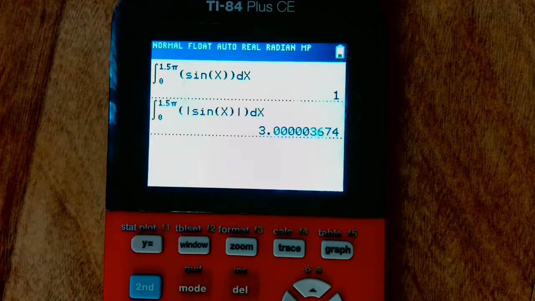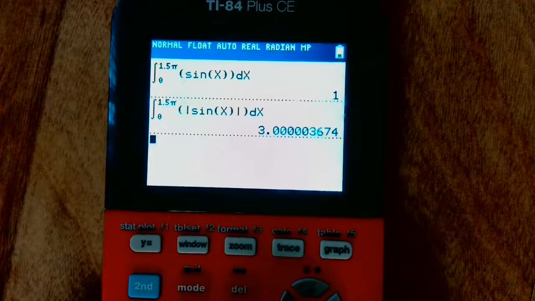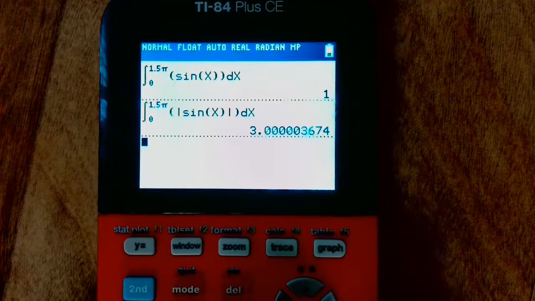Now you see this pause. That pause is because this is a fairly complicated thing for your calculator to calculate, because it's doing what we had to do by hand. It's breaking up the integral, it's seeing which part's positive and negative, and you get your answer. So a really easy way to check distance and displacement.